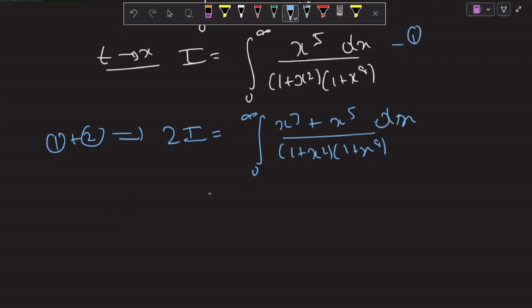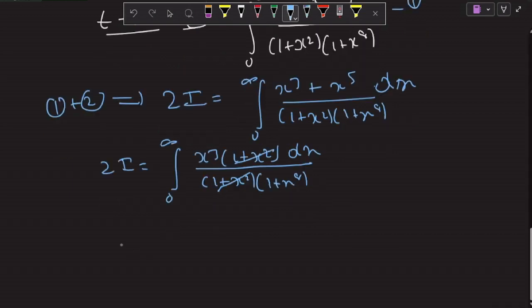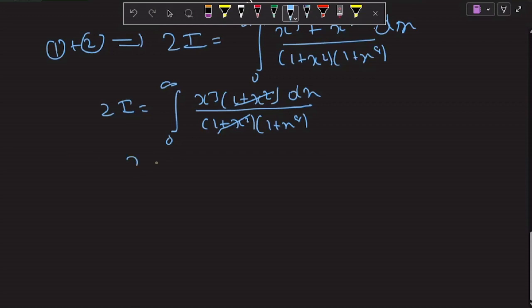So we take x cube common from here. We have 2I as the integral from 0 to infinity of x cube into 1 plus x square dx upon 1 plus x square into 1 plus x to the power 8. We cancel these two terms. So we are now left with 2I is equal to the integral from 0 to infinity of x cube upon 1 plus x to the power 8 dx.